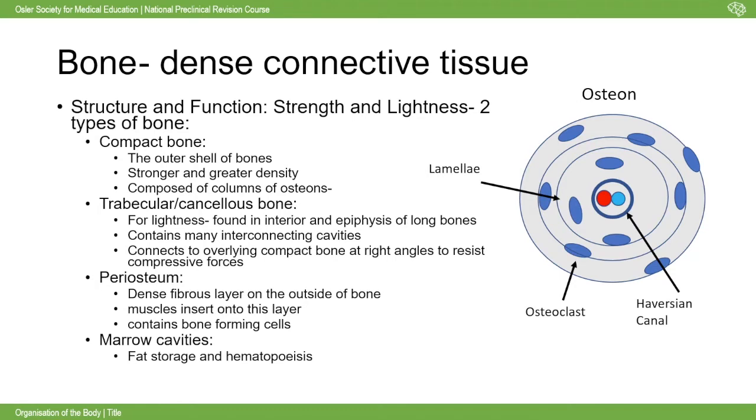And so we can see in the middle, we have the Haversian canal, which has the actual blood supply for this particular osteon. So you'll have your artery and your venous supply. Then surrounding this, you have your lamellae, which are in concentric circles. So this is actually your collagen fibers running in different directions.